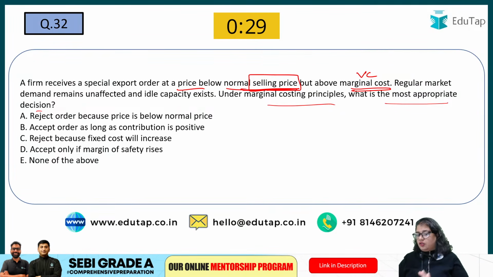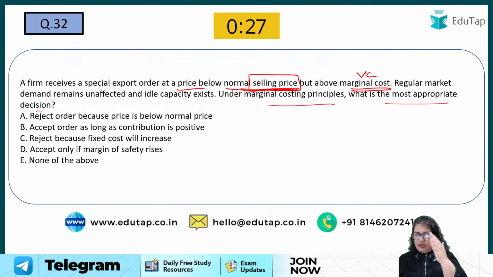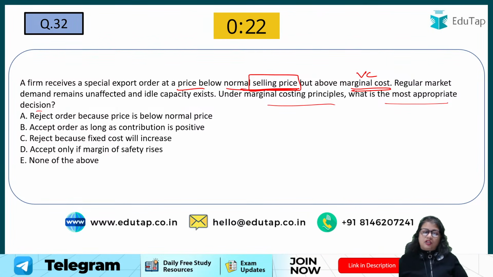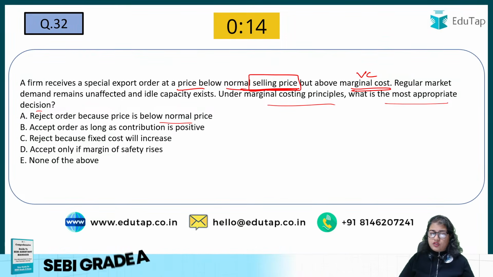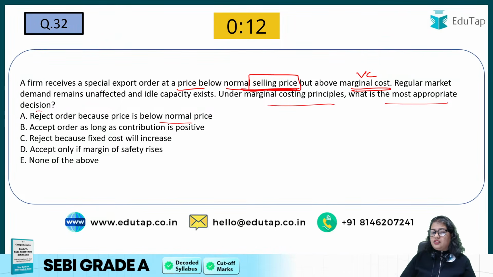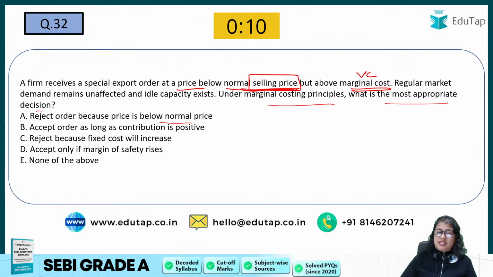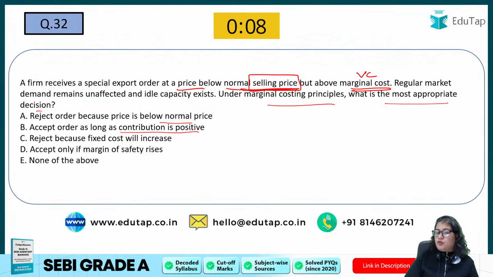Your variable cost is being covered, right, because it is above the variable cost. So it is being covered. So will you reject the order because the price is below the normal price? No, you are giving a discount. That's fine, but it is above the variable cost. So of course you will not reject it because the price is below normal. Will you accept it as long as the contribution is positive?